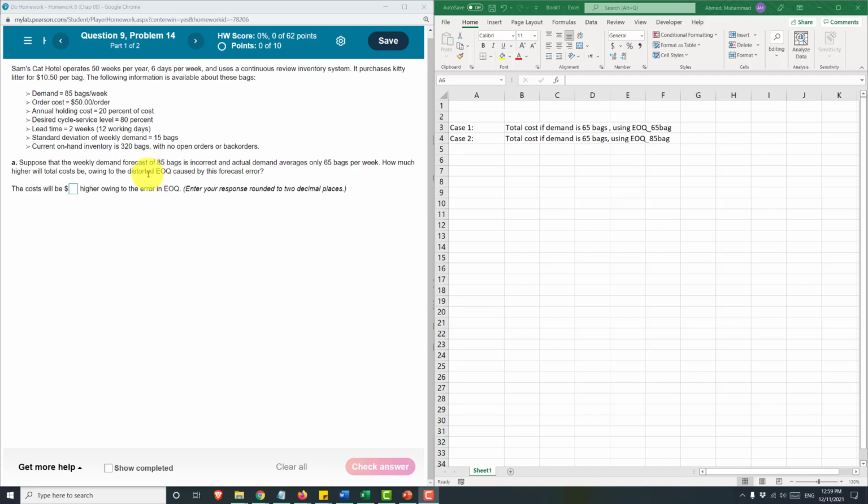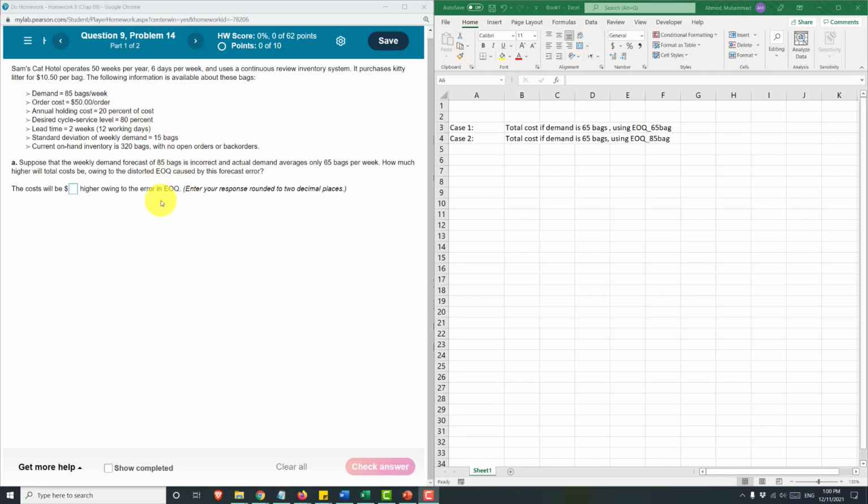In this video, we're going to solve an end of chapter problem for chapter 9 on inventory management. The problem we are solving is trying to give us an idea of what happens to cost if we use an incorrectly calculated EOQ. By incorrectly, we mean the formula was used correctly, but one of the inputs was wrong.